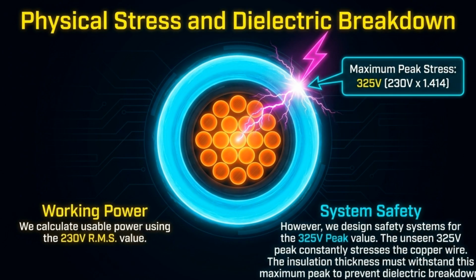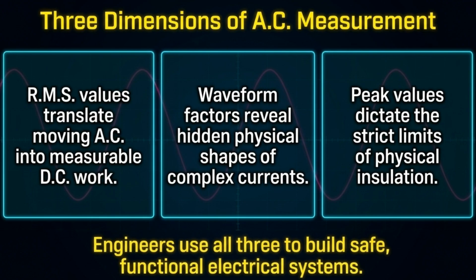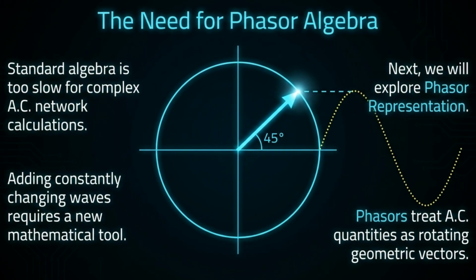While we calculate usable power using RMS, insulation must be designed to withstand the maximum peak voltage to prevent dielectric breakdown. By using RMS values, waveform factors, and peak limits together, engineers can successfully design electrical systems that are both safe and highly functional. Because standard algebra can be slow for complex AC networks, we turn to a new tool in our next segment, phasor representation, which treats quantities as rotating geometric vectors.